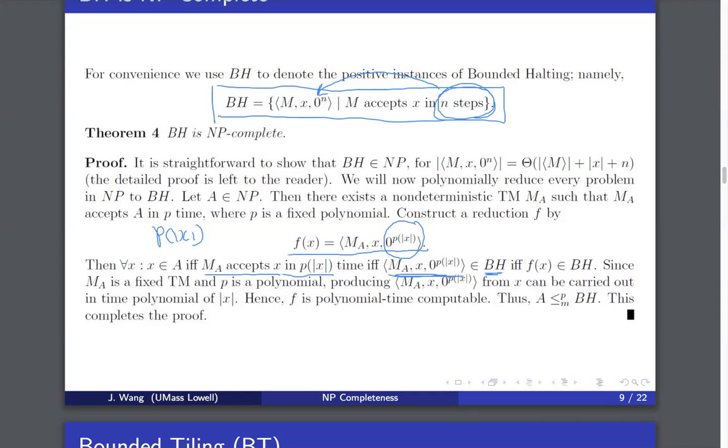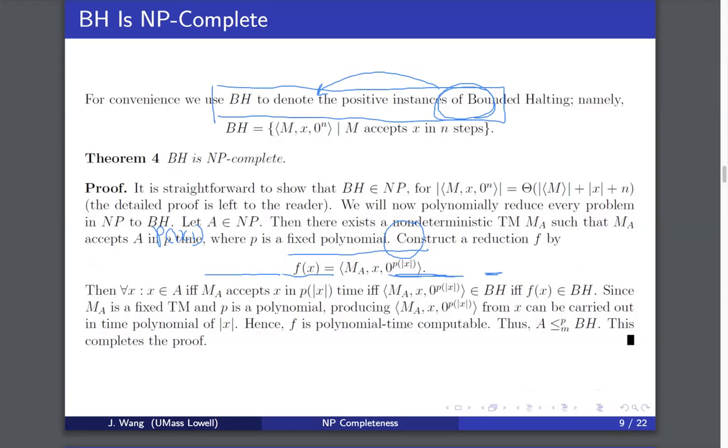Hence, people want to know whether we can have natural problems that are independent of machines. So the first problem we're going to look at is bounded tiling.